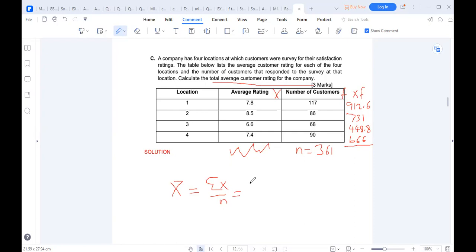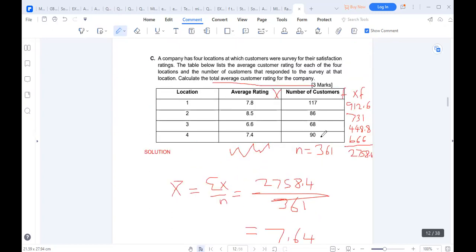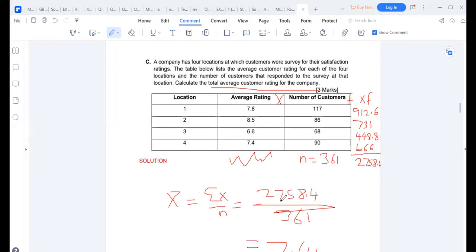2758.4. What's the data? 2758.4. So 2758.4 divided by 361. What do we get? 7.64. I'll find our mean. 3 marks.